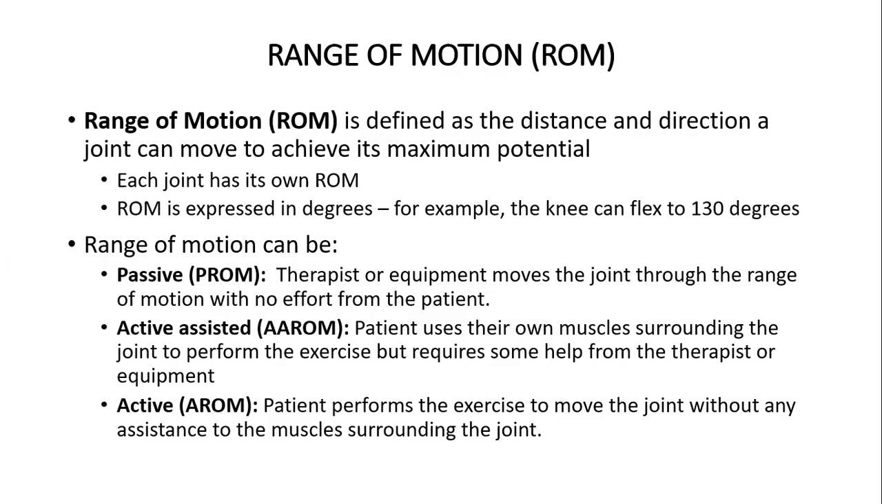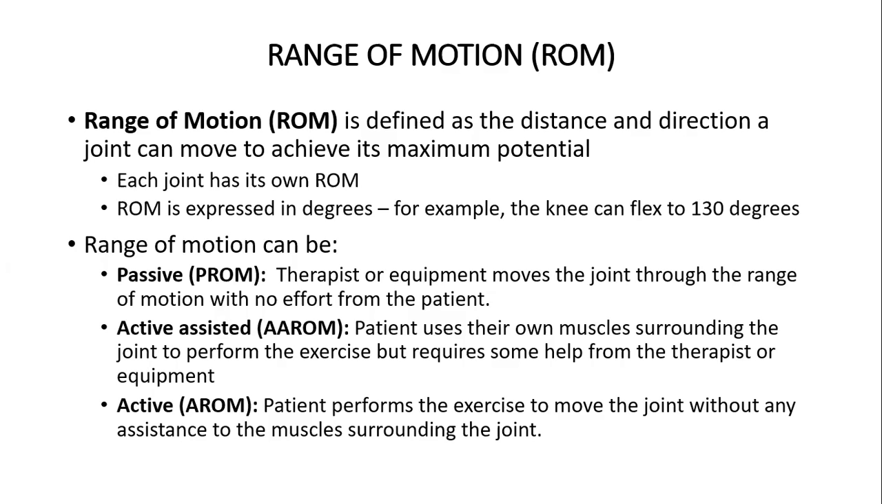Now, range of motion can be performed in 3 different ways. And you guys are going to need to know this. The first way is passive range of motion. You will see that as PROM. Passive range of motion means that a therapist or equipment is moving the joint through the range of motion with no effort from the patient.